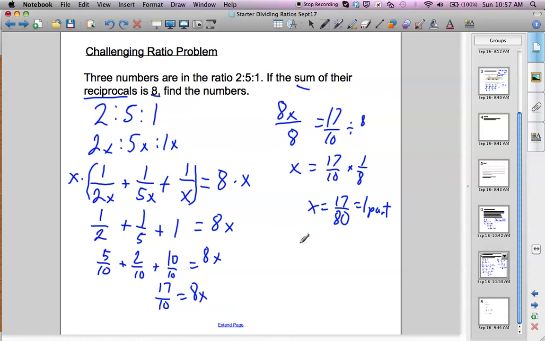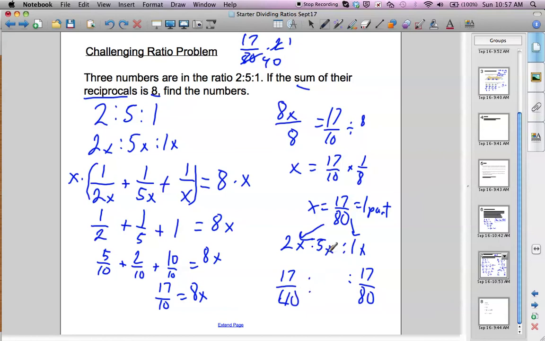So our ratio is 2x to 5x to 1x. We have to take 17 out of 80 times 1. Of course, it's going to be 17 out of 80. Then 17 out of 80 times 2. Well, that's going to be, I'll write it up here, 17 out of 80 times 2. Then we get some cancellation here, and that becomes 40. So that's going to be 17 out of 40.